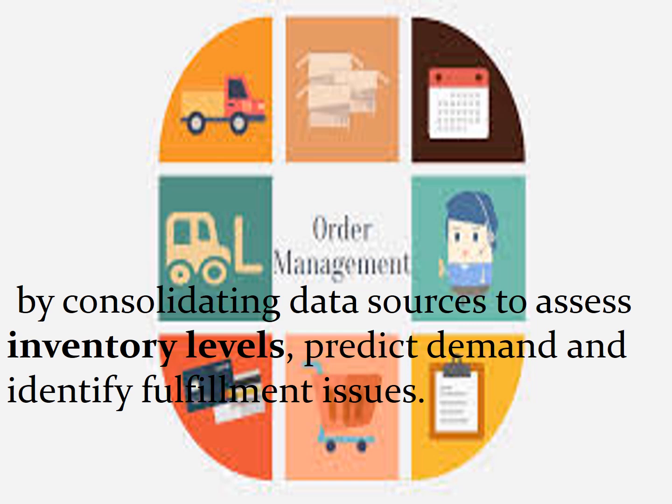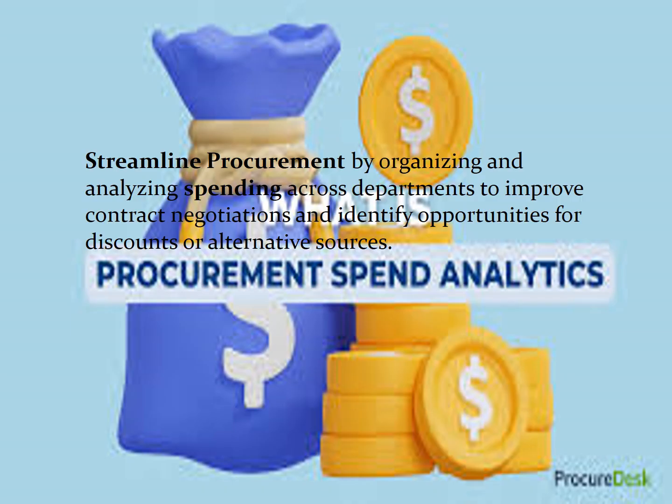Order management is another very important component of a supply chain. So with supply chain analytics, we also improve order management by consolidating data sources to assess inventory level, predict demand, and identify fulfillment issues. Supply chain analytics is also used in streamlining procurement by organizing and analyzing spending. It is called spend analysis across departments to improve contract negotiation and identify opportunities for discount or alternative sources.